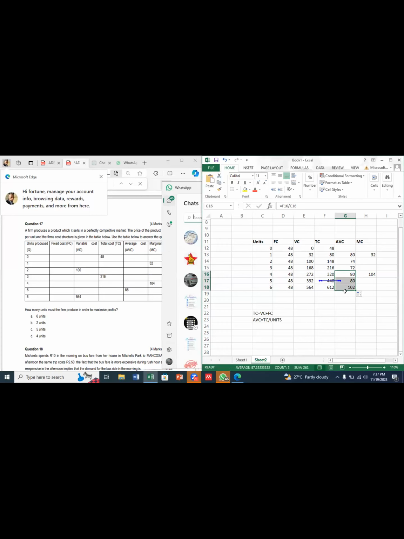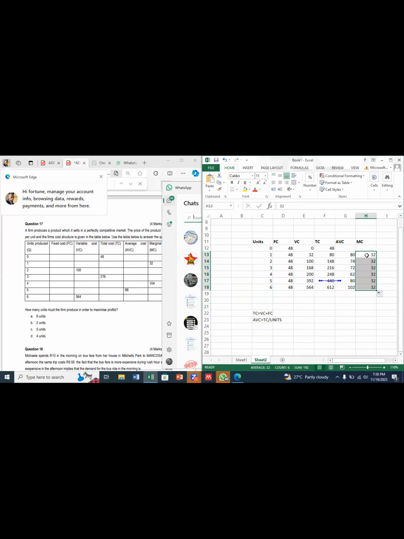102. Is that correct? Should be correct. Yes. All right. Then we come to the marginal elements. The marginal elements are simply the subtraction of those total elements.